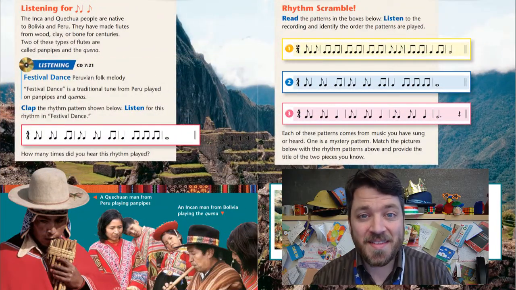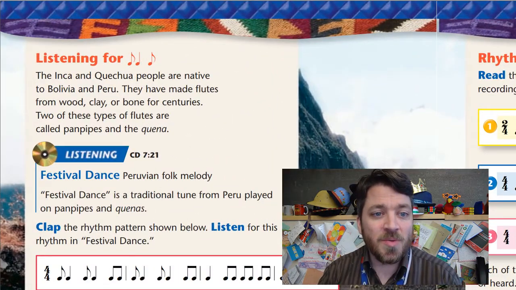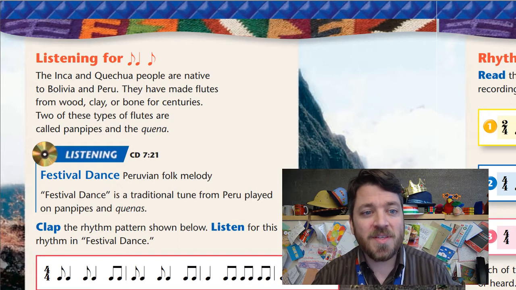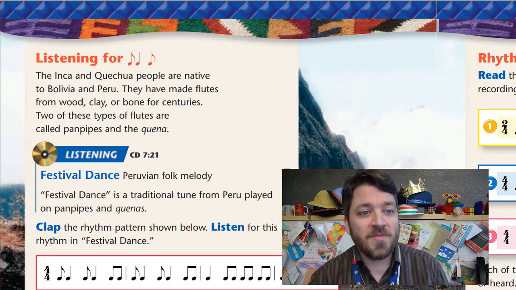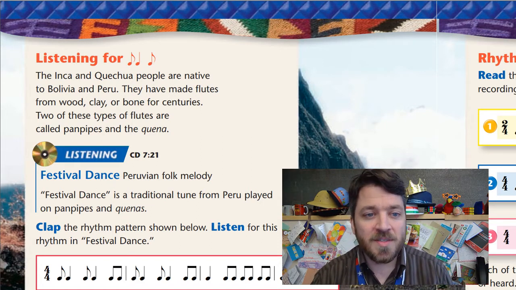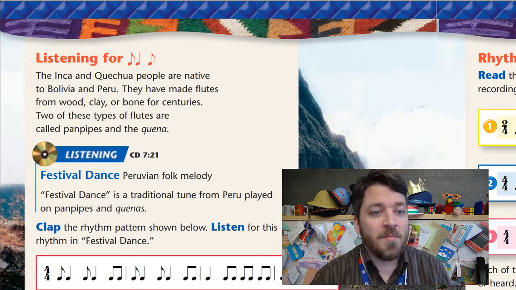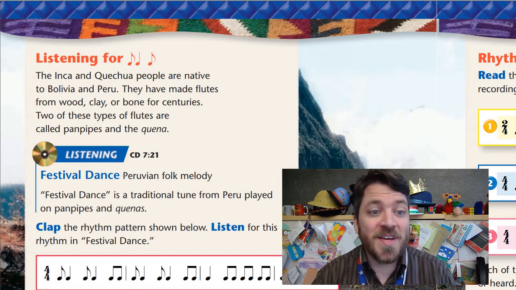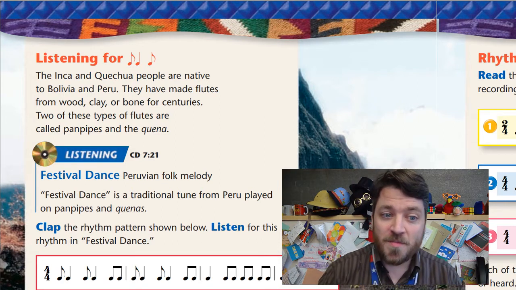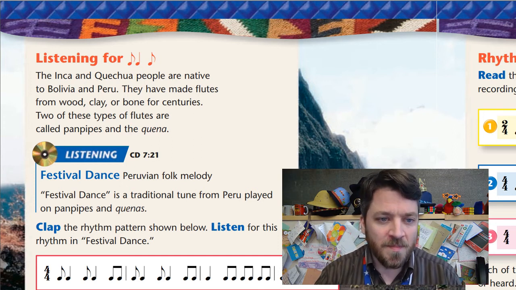Let's read together at the top of the page. The Inca and Quechua people are native to Bolivia and Peru. They have made flutes from wood, clay, or bone for centuries. Two of these types of flutes are called panpipes and the quena. Now, Festival Dance, Peruvian flute melody. We're going to listen to this. But first, take a look.